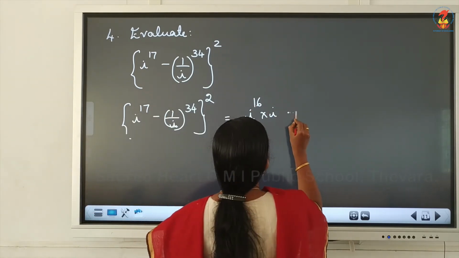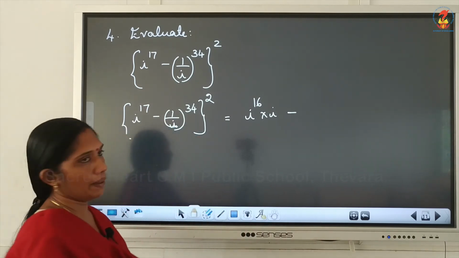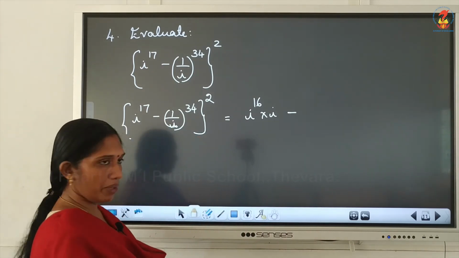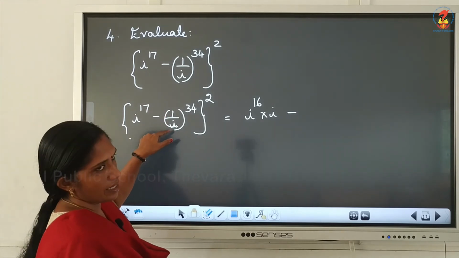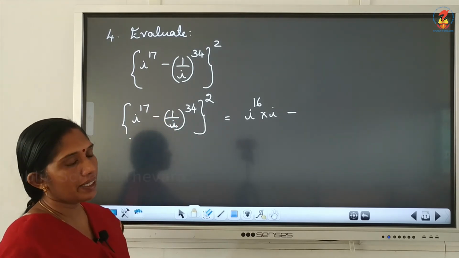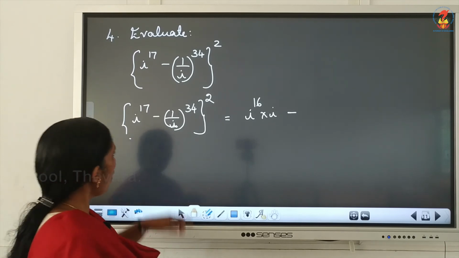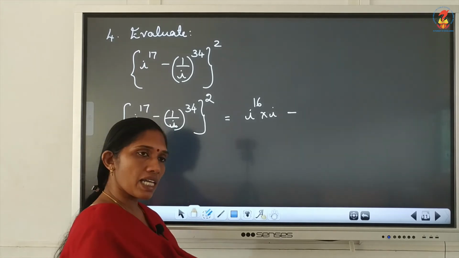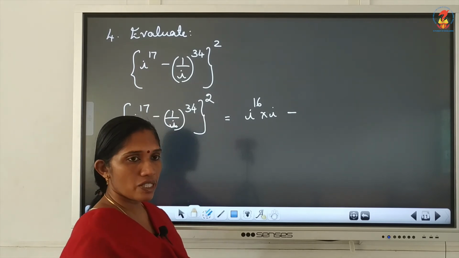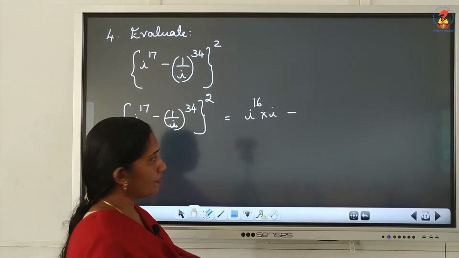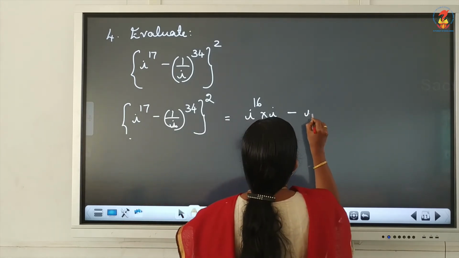Now minus 1 by i. This i is in the denominator. So either you can rationalize, that is multiply both numerator and denominator by i, or this 1 we can write as i^4. i^4 is 1. So i^4 by i.